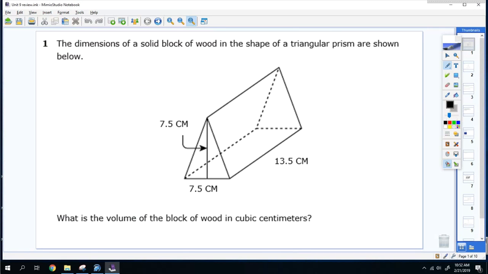All right, so this is your Unit 9 review. The dimensions of a solid block of wood in the shape of a triangular prism are shown below. What's the volume of the block of wood in cubic centimeters?